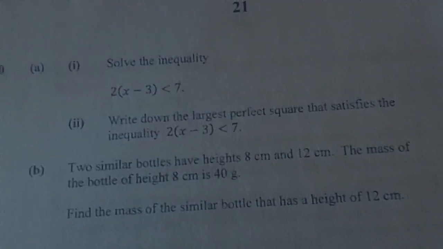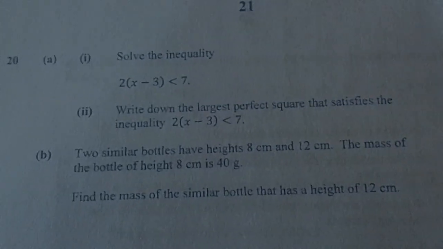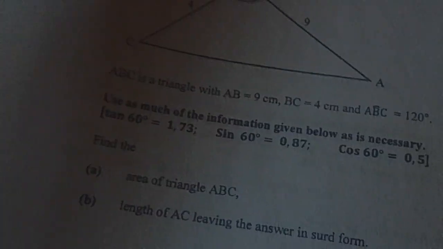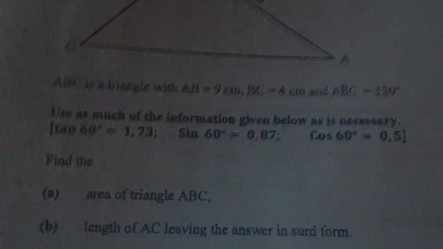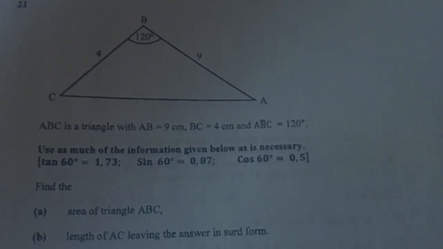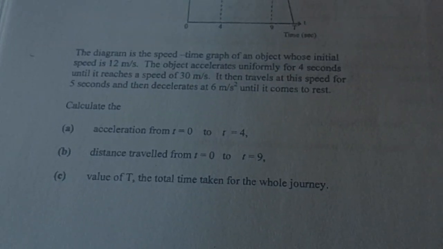This is number 20, inequalities. You can watch my video on inequalities. The number 19 is on sets. You can watch my video on sets. Number 21 is on trigonometry. You can watch my video on trigonometry. That's number 21. Watch my video on trigonometry. Number 22, travel graphs. That's number 22. You can screenshot them. This is number 23.